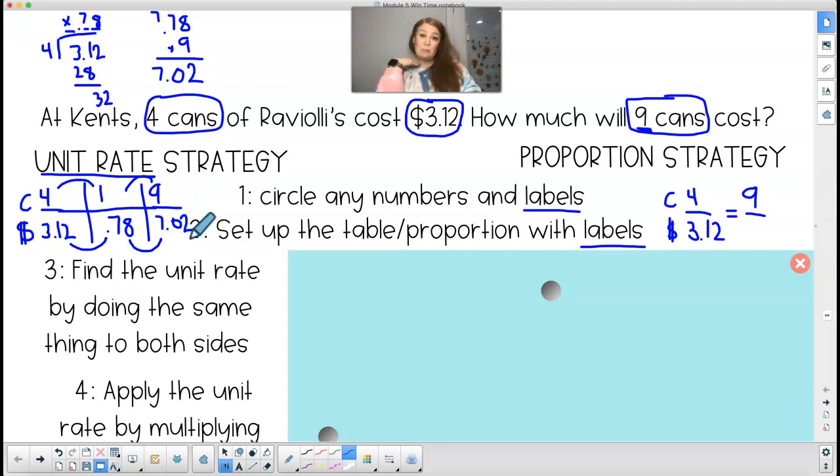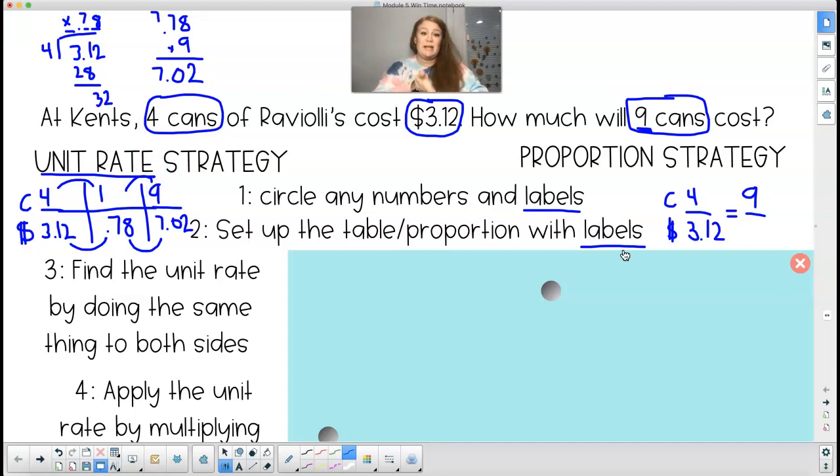If I do it using the proportion strategy, I should come up with that same answer. So for unit rate, I want to take it to the unit. So I'm still circling all the numbers and labels. I'm still setting up my table. This is what I know. This is what I'm looking for. But instead of 9 cans, I wanted to look for 1 can. Then I went and found 9 cans.